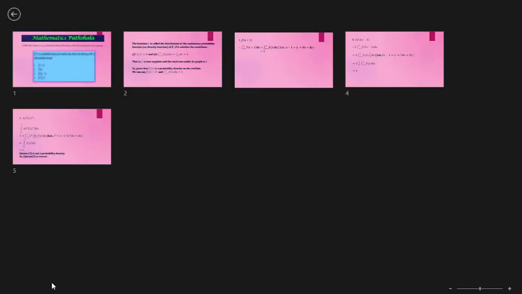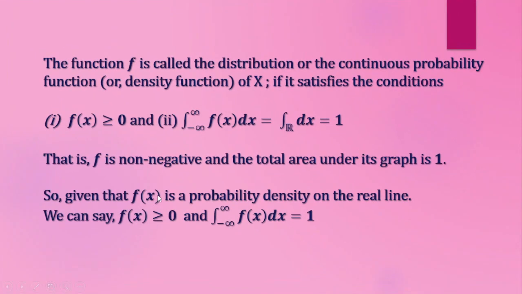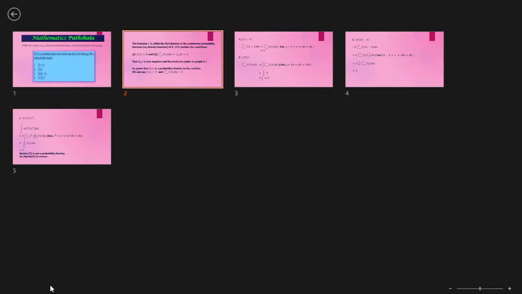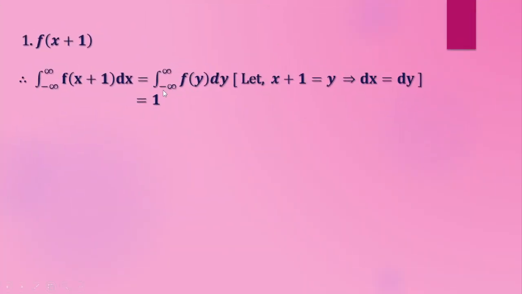We have said previously that f(x) is a probability density on the real line, so we can say the integration over minus infinity to infinity of f(x) dx is equal to 1. So using this we can say this should be 1. So we get the integration over minus infinity to infinity of f(x+1) dx is equal to 1. So we can say it is a valid probability density function. So option 1 is not true. Now let's check the second option.